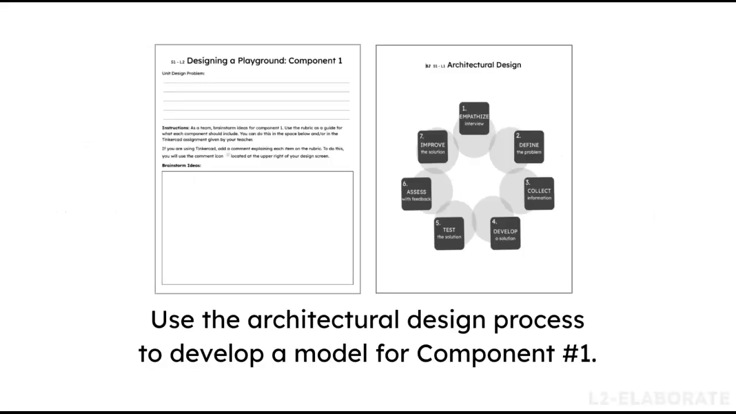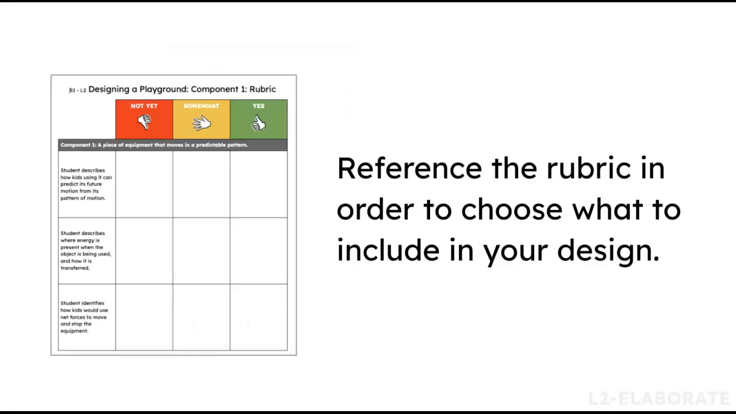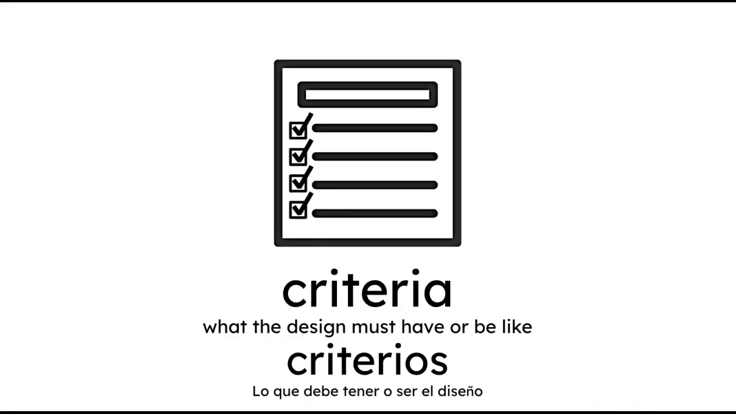For the elaborate portion, you'll place students into their architectural design teams. You'll have them use the architectural design process student journal page and share that they will develop the model for component number 1 in the Designing a Playground component 1 student journal page. They can then use Tinkercad or physical materials to build their model. Students will reference the Designing a Playground component 1 rubric for what to include in their design. During this work, you can post and discuss the criteria vocabulary card.